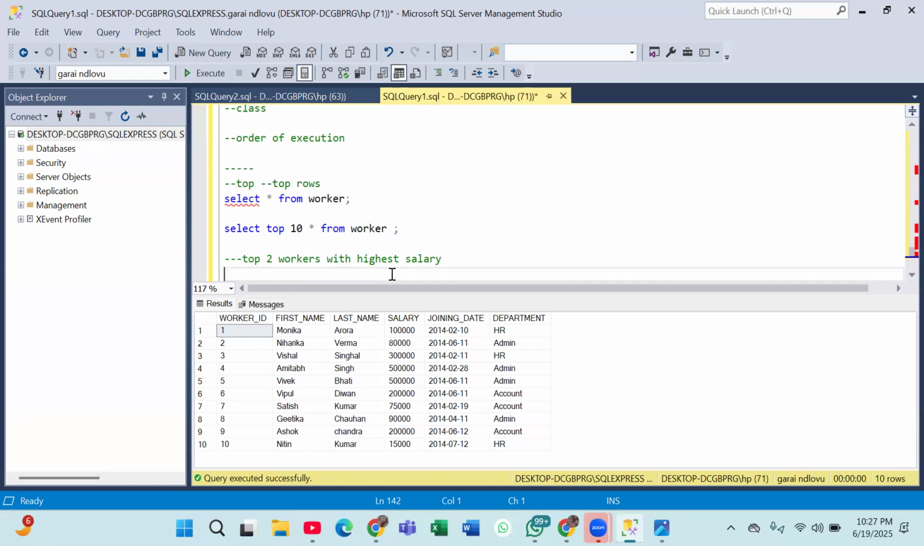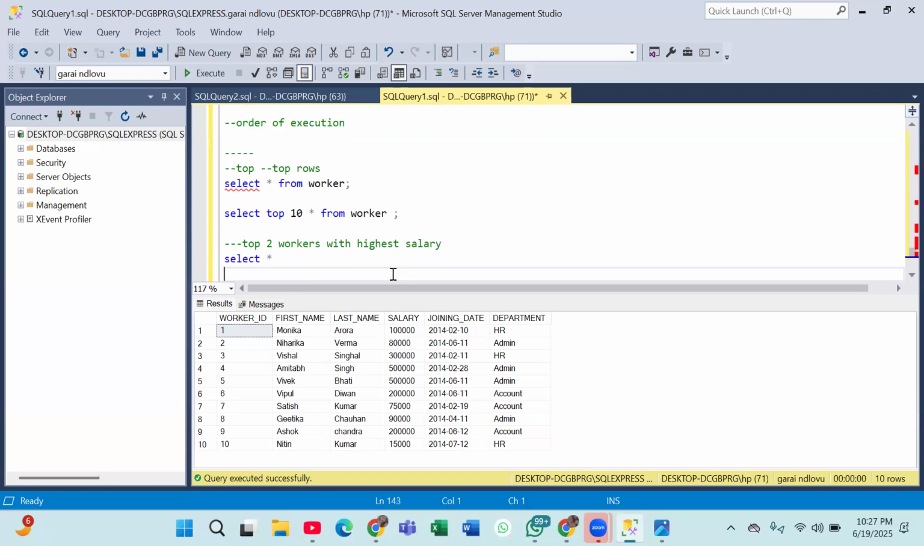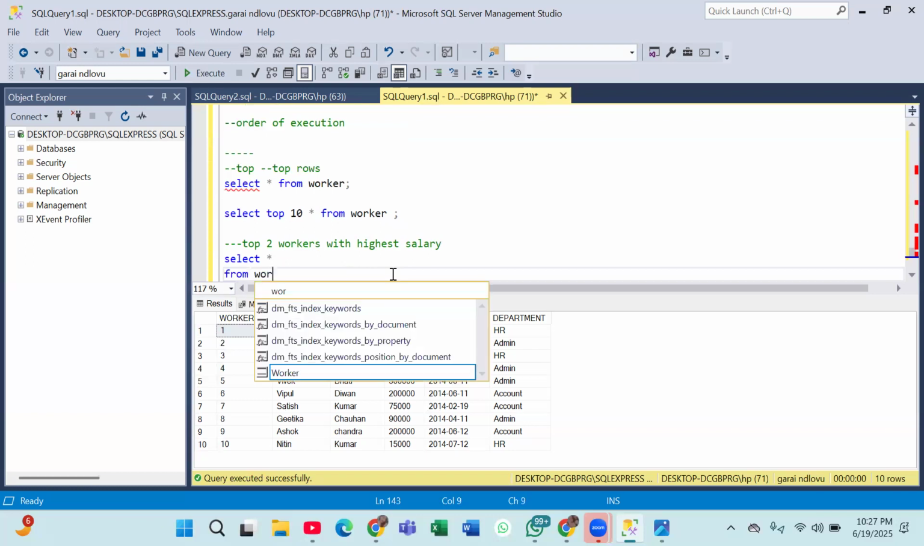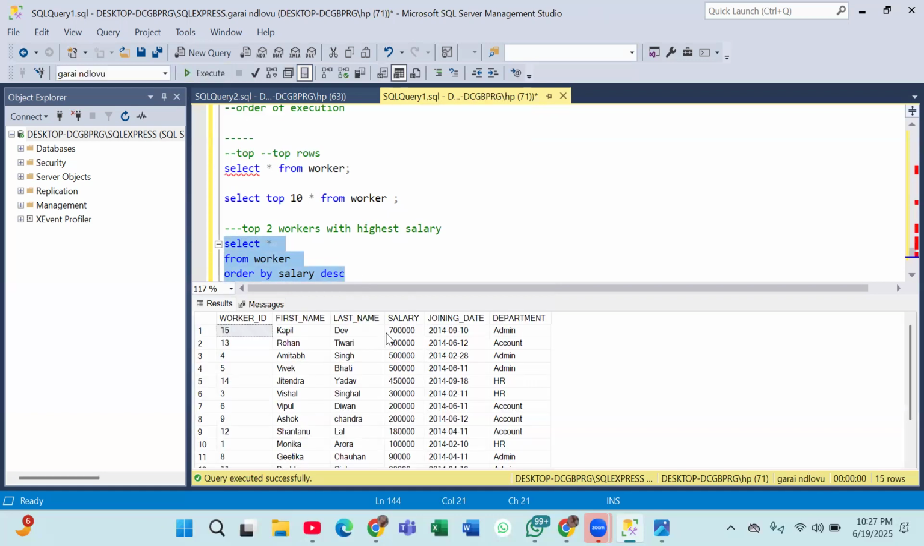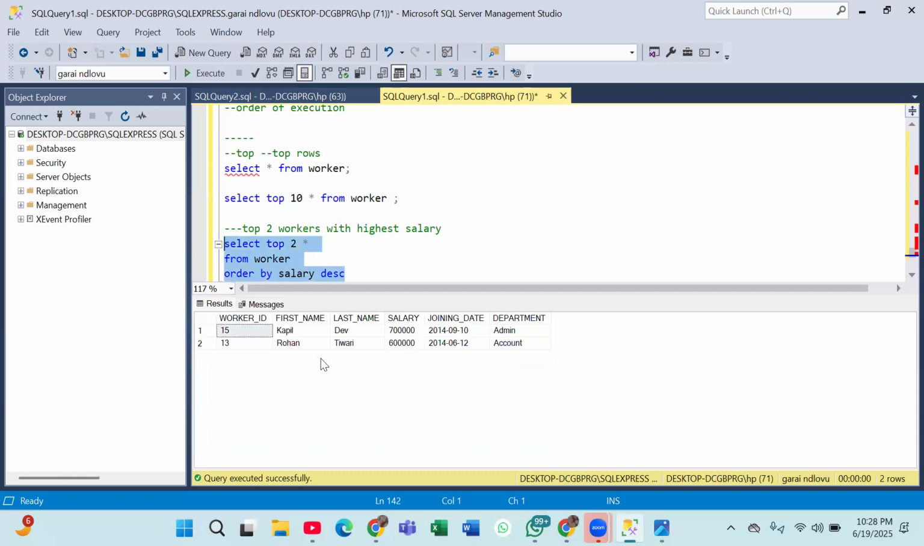Let me tell you. How can we have salary in descending order? Correct, Ria. By using order by, correct? Order by salary descending. Right, everyone? So it will give you salary in descending order. Can you see that? Now I only want the top two rows. How can I do that? I will write top two here, or you can use limit two also if you are using that. Is this clear with everyone now?